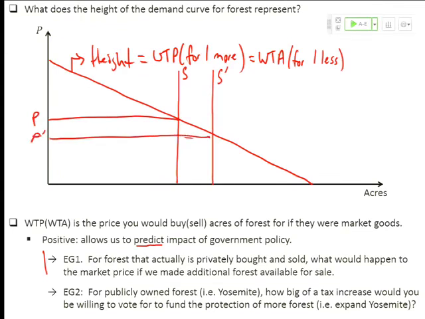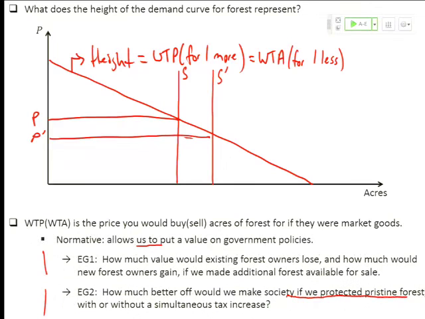We could get a little bit political on the thing and say this actually is Yosemite. So let's say we're considering expanding a national park or national forest. Having mapped out this demand curve, we could actually predict how big of a tax increase people would be willing to vote for in order to protect more of Yosemite Park, right? That's sort of then putting your money where your mouth is. So that's all positive economics.